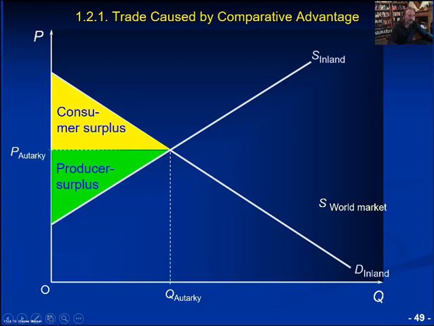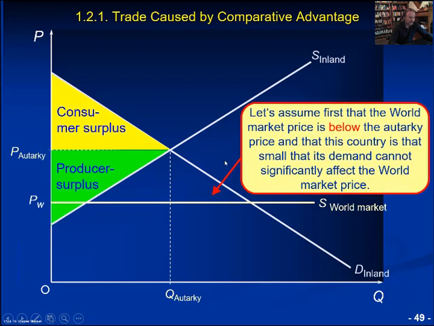What happens now if this country leaves the state of autarky and opens for free trade with the rest of the world? To answer this question, we have to distinguish two possibilities. In the first one, the world market price lies below the autarky price. In the second one, the world market price lies above the autarky price. Let's start with the case where the world market price lies below the autarky price.